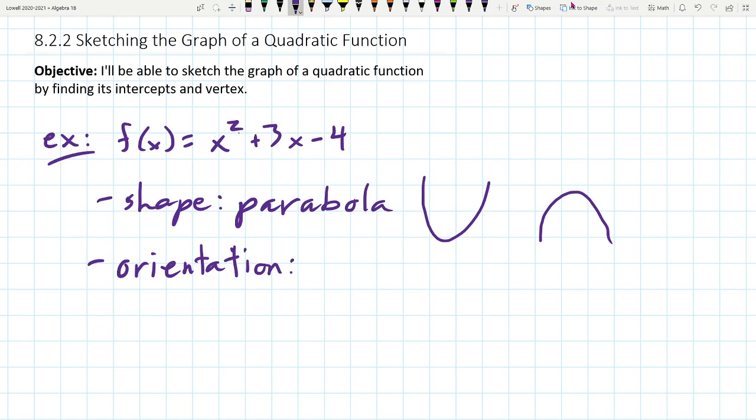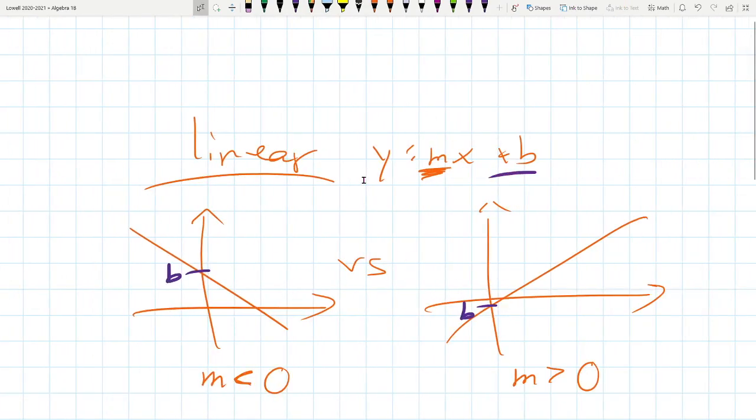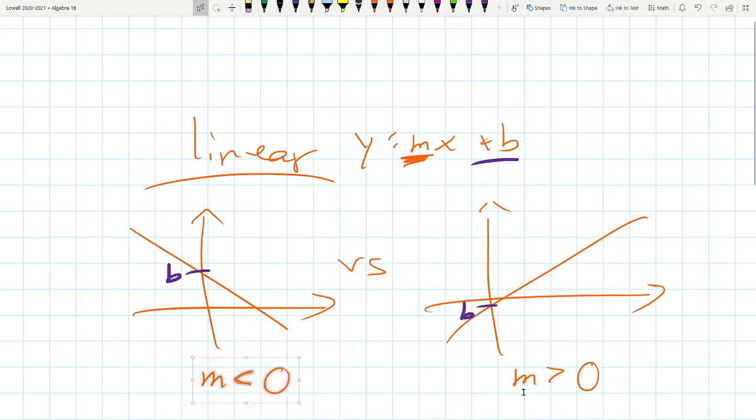Let's think about what we know about linear functions to get an idea of this. We did talk about this in a previous video, but I want to quickly go over it once more. A linear function is something like y equals mx plus b, where b is the y-intercept. Based on what the slope is, we know if the line goes down, decreasing from left to right, or increasing. It'll go downward if its slope is negative, and it'll go up and to the right if m is positive.